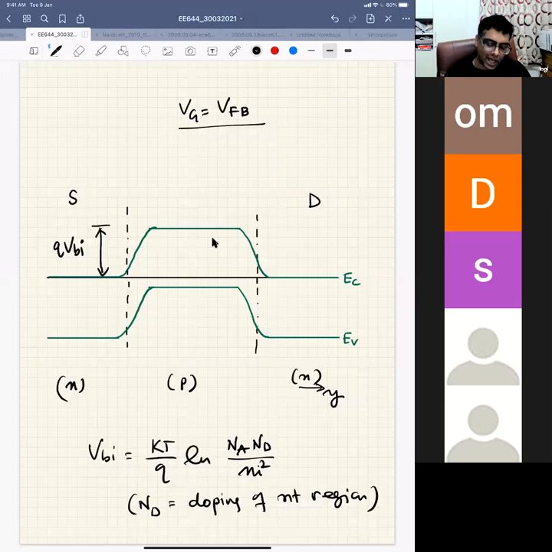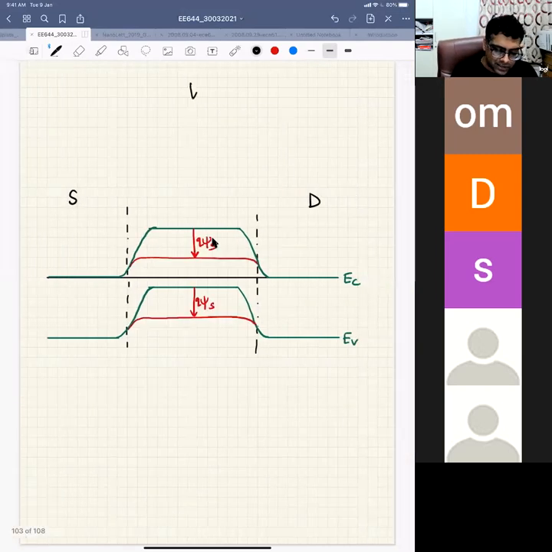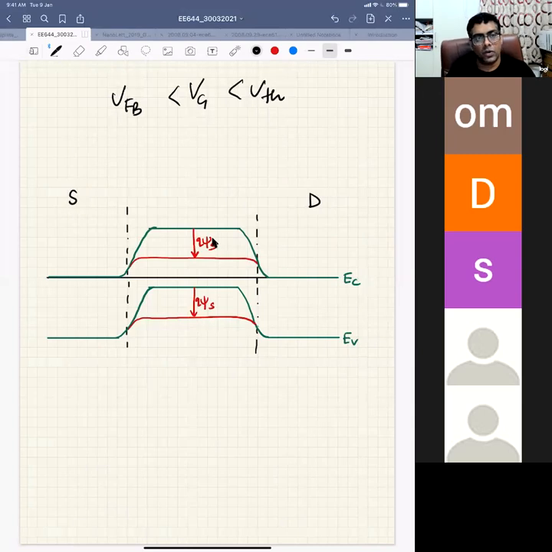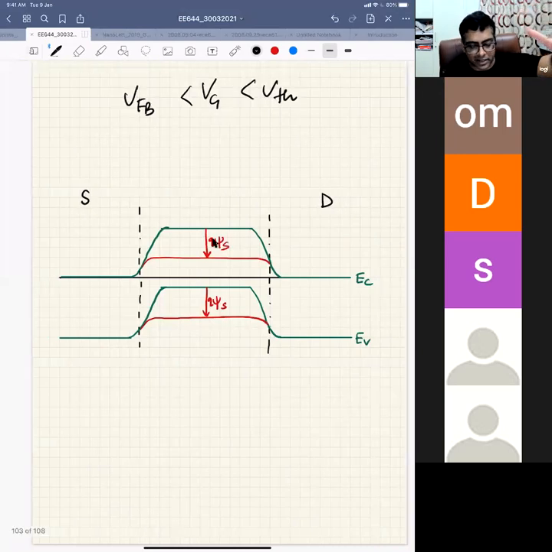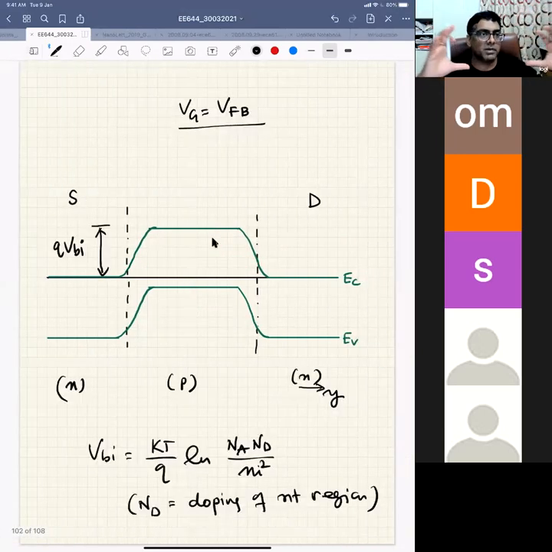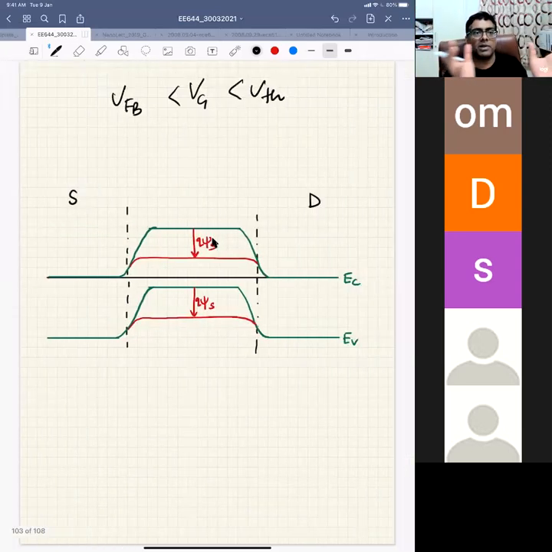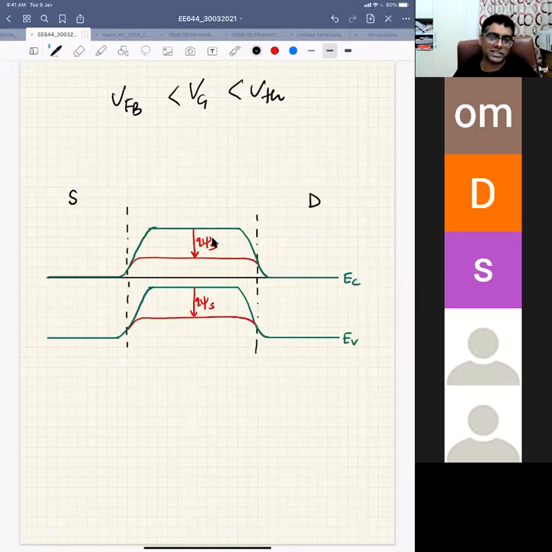Now if I apply some gate voltage, somewhere between VFB and VTH, I reduce this barrier. If you remember the principle of operation of a MOS transistor, if you go on increasing the gate voltage above flat band voltage, you will have charges, then you will develop a surface potential. You will have some drop in the silicon, and because of psi s, your junctions will be forward biased.